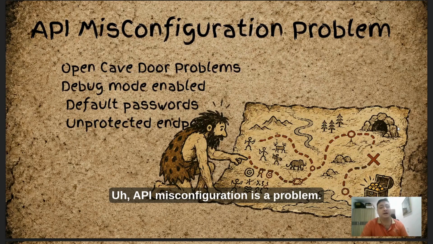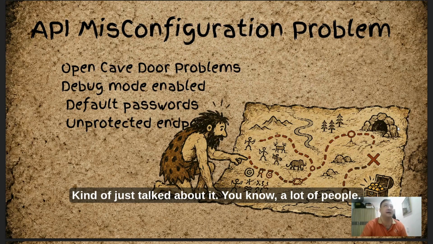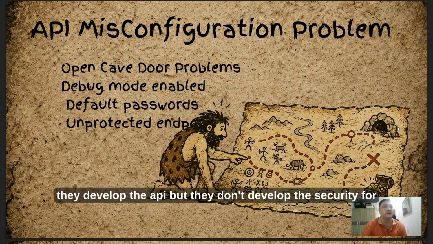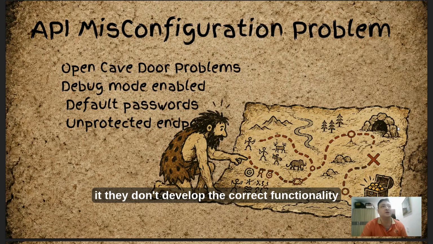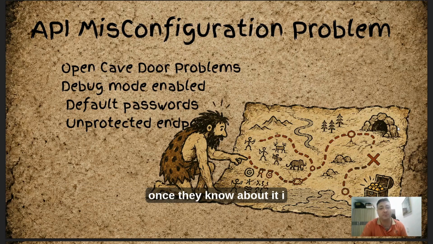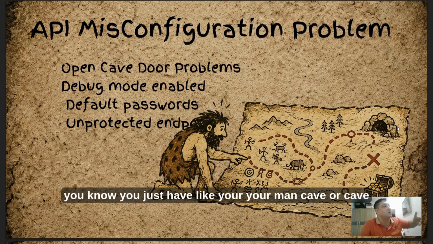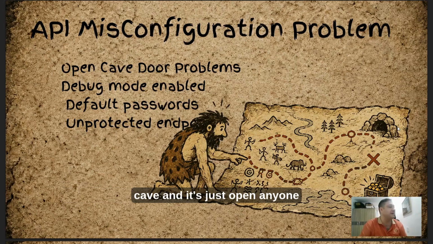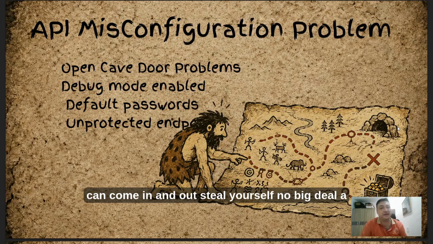Okay. API misconfiguration is a problem. We kind of just talked about it. A lot of people develop the API, but they don't develop the security for it. They don't develop the correct functionality for it. So a lot of times people use and abuse the functionality once they know about it. I call it the open door cave problem. You have your man cave, or cave, and it's just open. Anyone can come in and out, steal your stuff, no big deal.